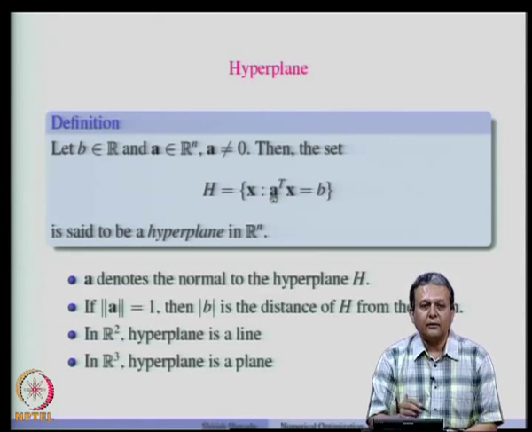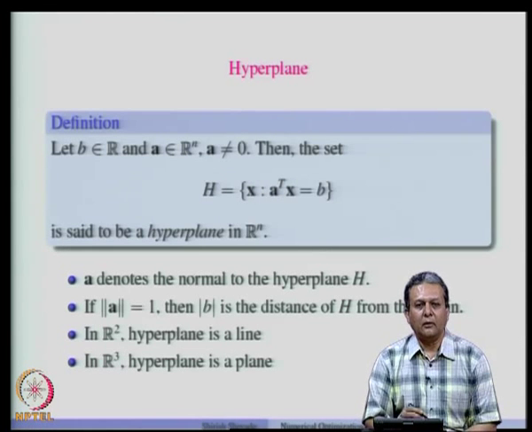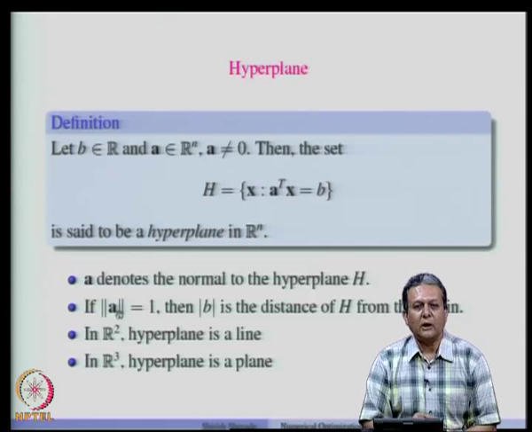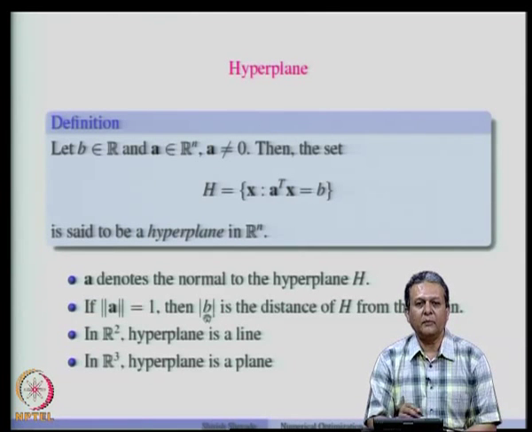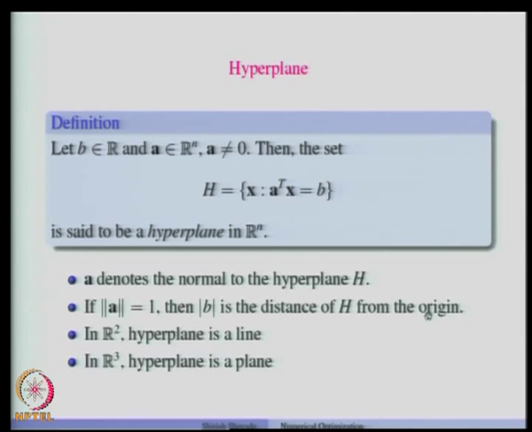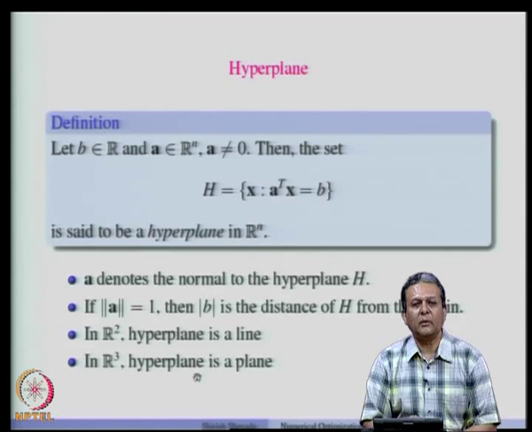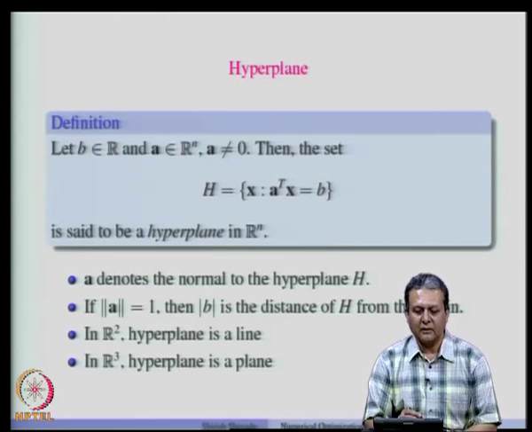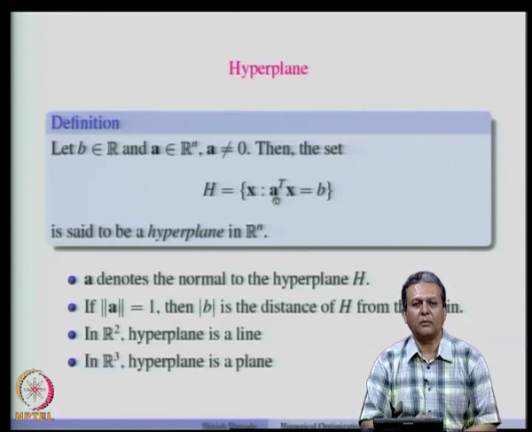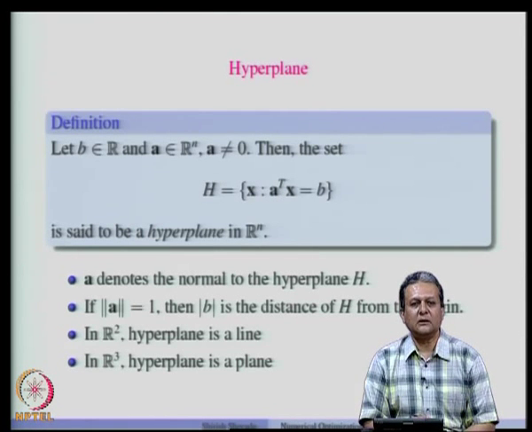Now, the vector A denotes the normal to the hyperplane, and if the norm of A is 1, then the absolute value of B is the distance of H from the origin. Now, in R2, in 2-dimensional space, a hyperplane is a line, and in 3-dimensional space, a hyperplane is a plane, and in higher dimensional cases, we call this a hyperplane. So, if we draw a line in 2-dimensional space, it is a hyperplane.